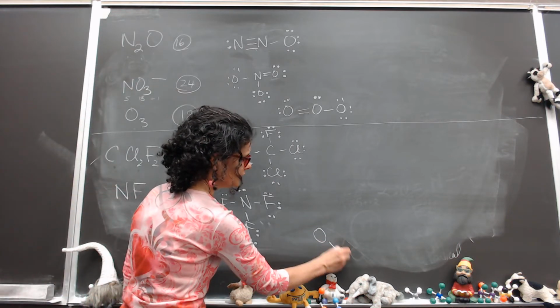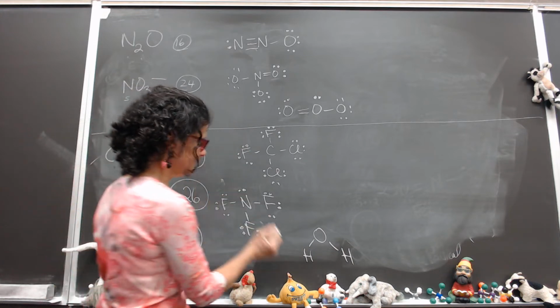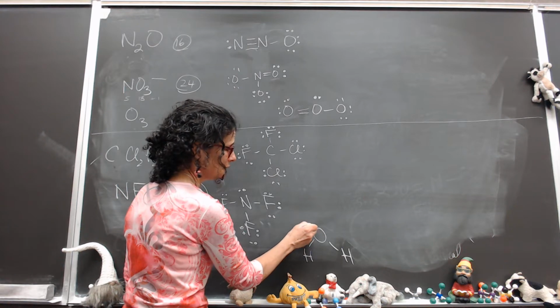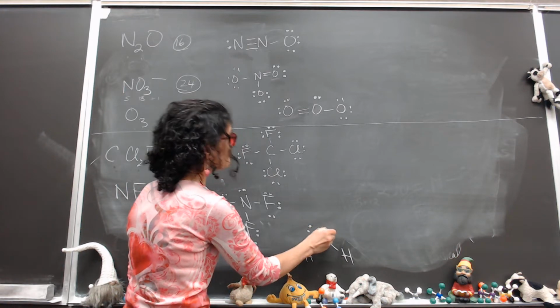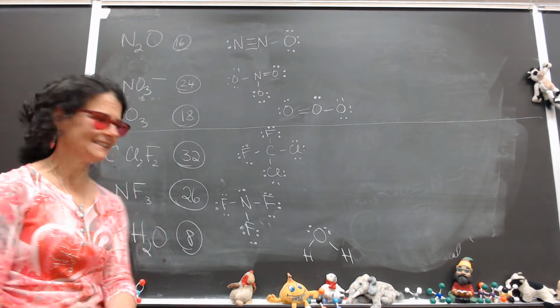All right, water. Oxygen goes in the center. And then we put our hydrogens. And you know what the answer is. So I'll jump to the chase. You can draw it like this. Or you can draw them straight across like that. It doesn't matter. This is a sketch.